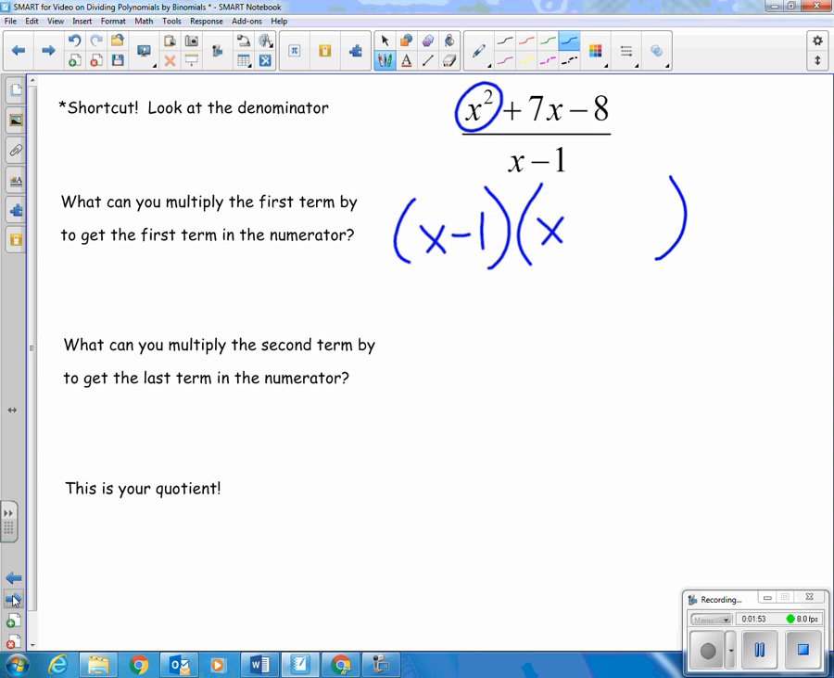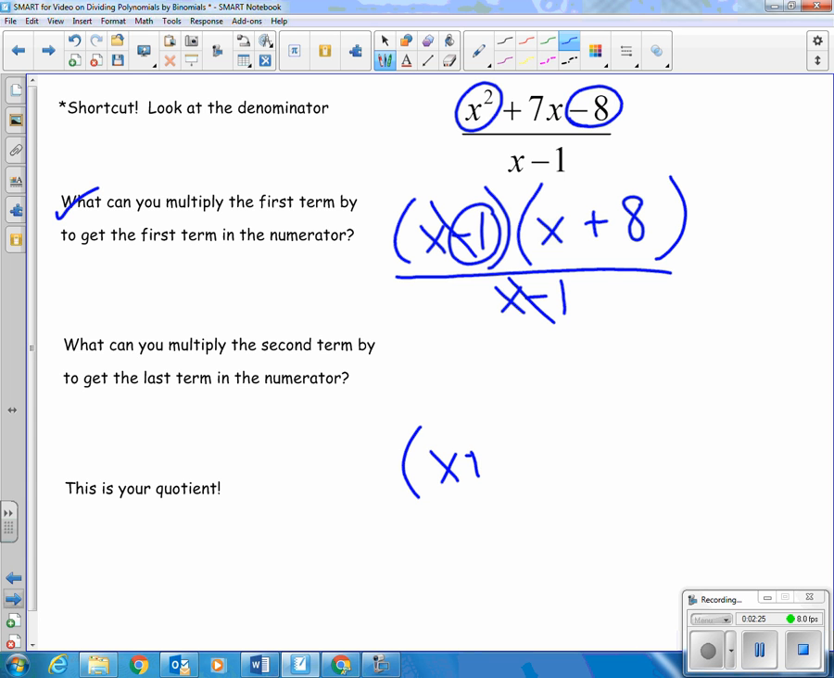Now I'm going to look at the second term. So I've done this. I'm now looking at what can I multiply the second term by to get the last term in the numerator. So what can I multiply negative 1 by to get negative 8? That's what I'm looking for there. And I know it would be a positive 8, because I know a negative times a positive is a negative, and then 1 times 8 is 8. Now again, I've just done my work, so this goes over x minus 1. So this right here, again, cancels out, and what's left is my quotient, which was x plus 8.